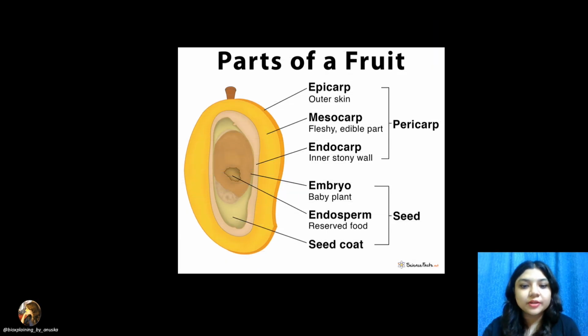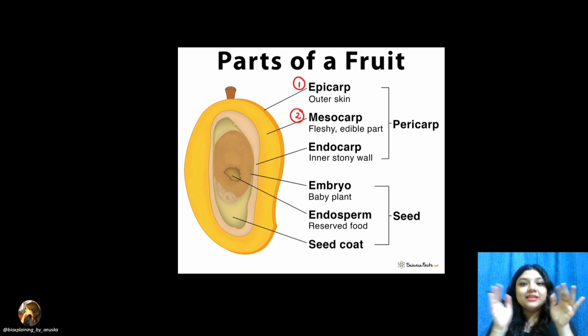Now, talking about the parts of a fruit. So, what are the different parts of a fruit? First thing is the epicarp. What is the epicarp? It is the absolutely outermost layer of the fruit wall, right? Then the second layer is the mesocarp. So that is usually the fleshy and the edible part. Consider a mango. The part that you eat, that is your mesocarp. The part that you peel out, that is the epicarp.